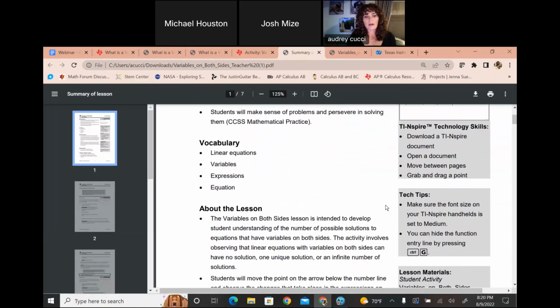This tip is quite helpful with the handheld set to medium, because if the font is larger, I think you get some weirdness on the screen itself. It doesn't fit quite right. And then the last one is you can hide the function entry line by hitting Control G.